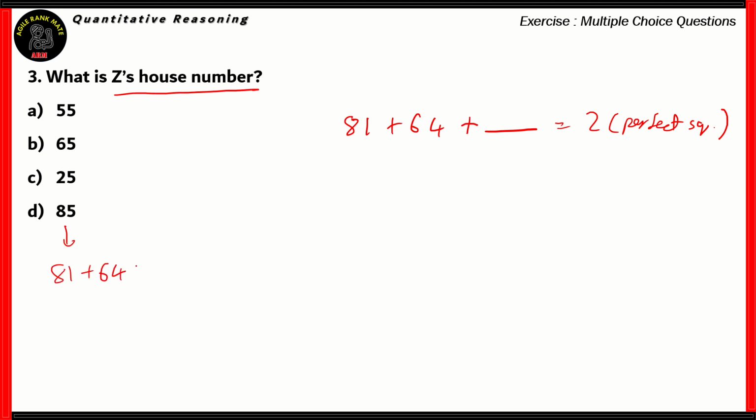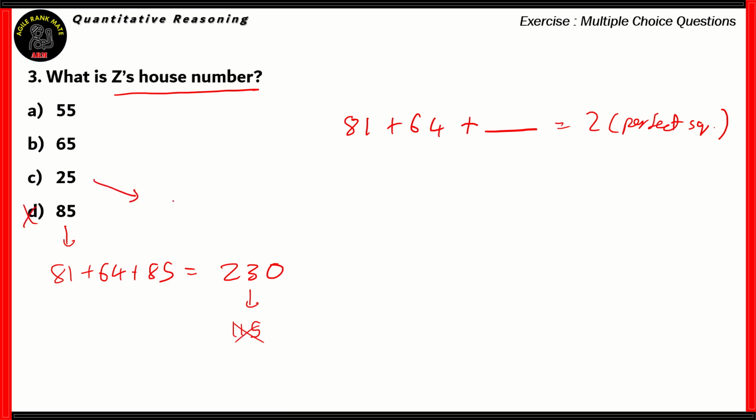81 plus 64 plus 85. That gives us 160, 5 plus 1 gives you 6, 6 plus 4 gives you 10, so 160 plus 10 is 170, 170 plus 60 is 230. Now 230 divided by 2 would be 115, which is not a perfect square. So therefore option D is incorrect.